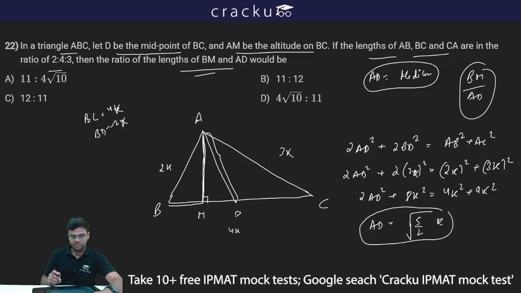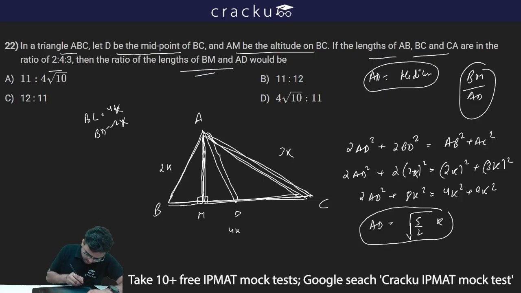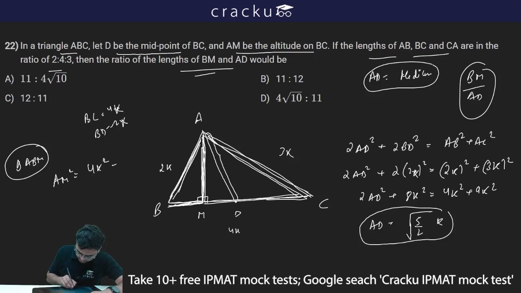We will compare the length of AM. How will we compare? We can see this angle is a right angle, so this is a right angle triangle, and this triangle is also a right angle triangle. If I apply the Pythagoras theorem on triangle ABM, AM square plus BM square will be equal to AB square. So I can say AM square is equal to AB square, which is 4k square, minus BM square. This is nothing but the Pythagoras theorem.